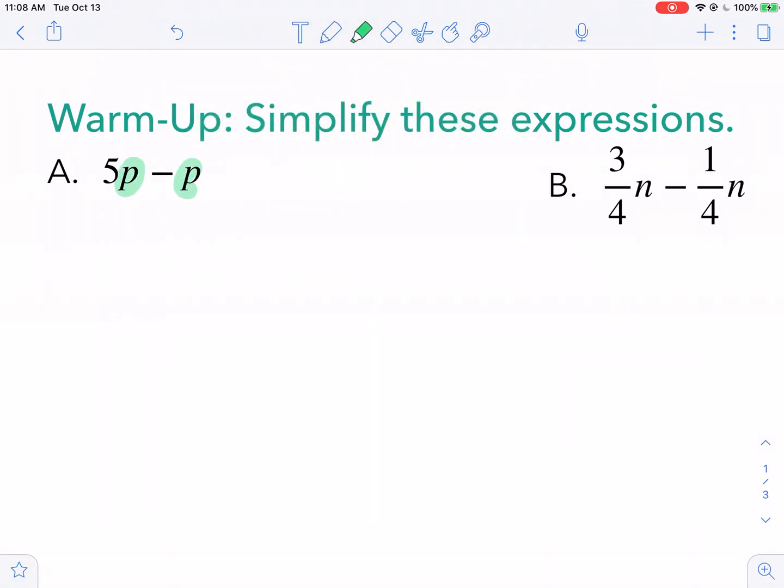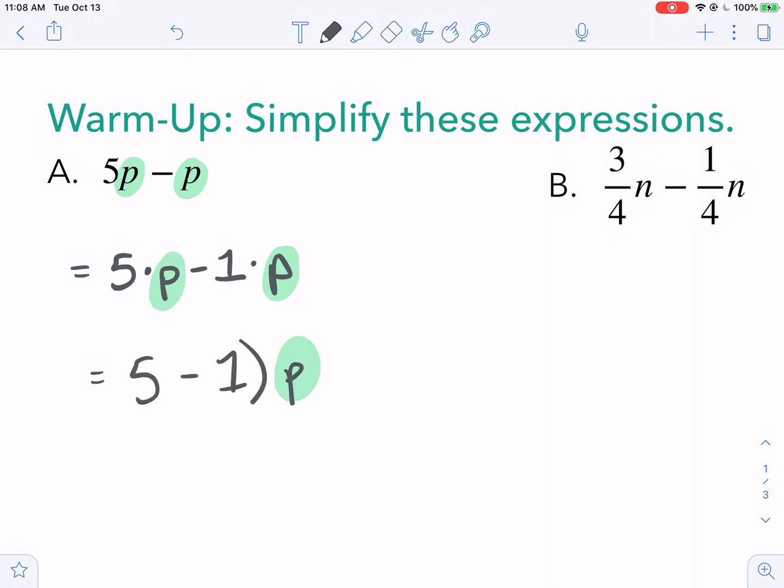So here we're going to undistribute what they have in common. I see that each of these has a p in common, so we're going to take that p out. And here we have 5 times p minus 1 times p, and we're going to pull each of these p's out. They're like 2 peas in a pod. So we have 5. Once we pull a p out, we're left with 5 minus 1, and that gives us 4p. And this makes sense, right? If we have 5 people and we take away 1 people, we just have 4 people left.